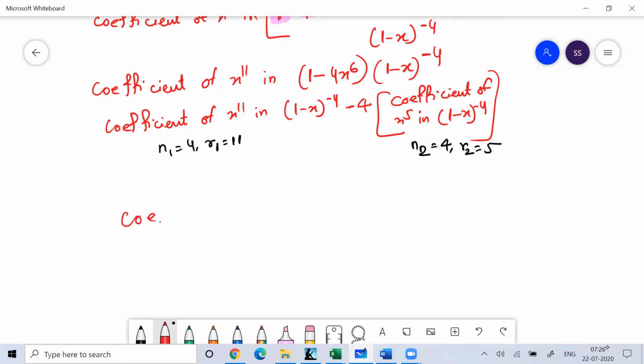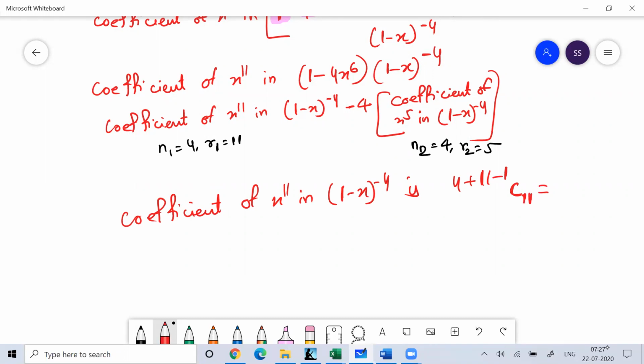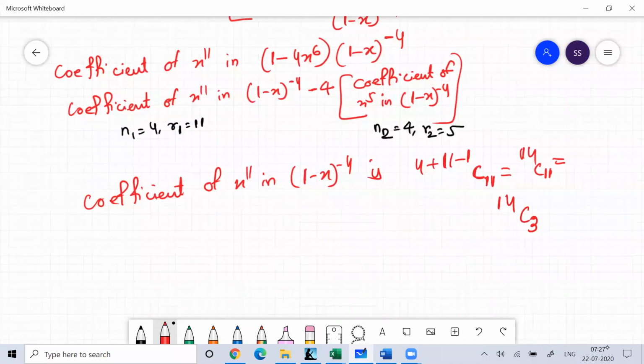So the coefficient of x to the power 11 in 1 minus x to the power minus 4 is 4 plus 11 minus 1 c11. So this is 14c11. 14c11 means 14c3 now, 11 minus 4... 3 now. So 14c3. What is 14c3?